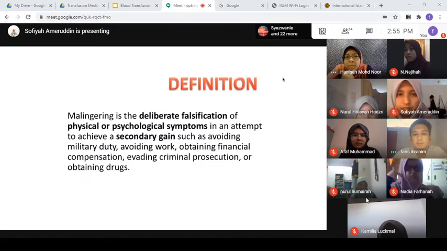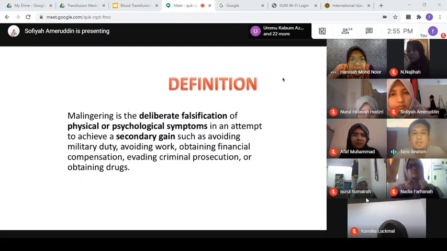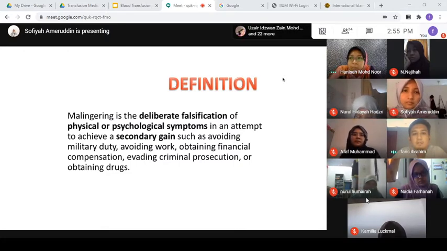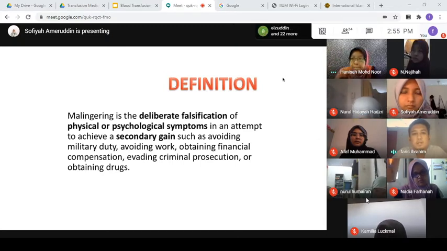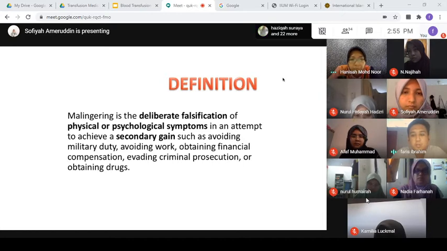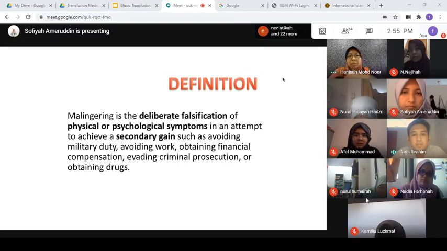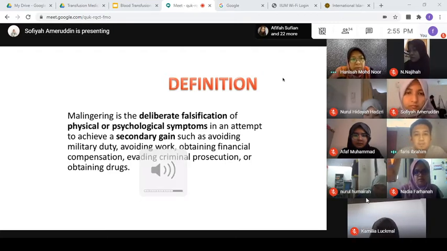So by definition, malingering is a deliberate falsification of a physical or psychological condition in an attempt to achieve a secondary gain. The difference between malingering and factitious disorder is that in malingering they aim to achieve a secondary gain, while in factitious disorder they want to have a sick role, so it is considered a primary gain. Among the reasons for secondary gain are, number one, they want to avoid military duty, avoid any work, or obtain financial compensation, or evade criminal prosecution, or obtain drugs.